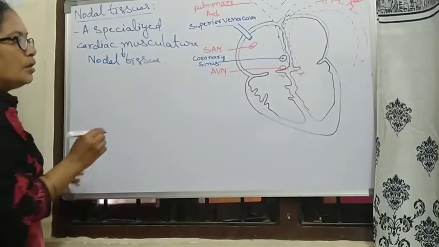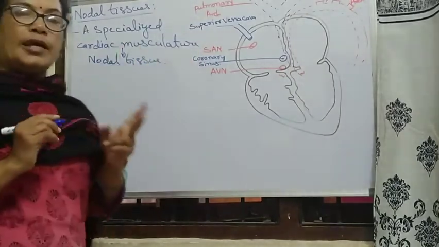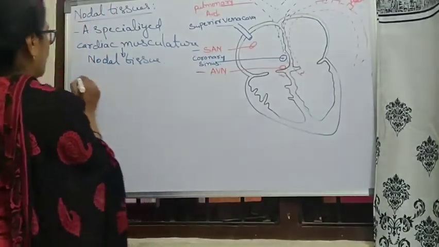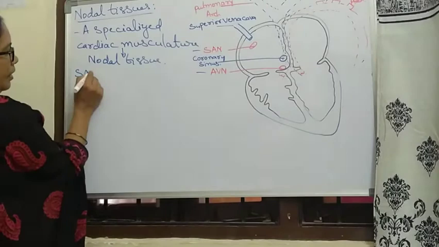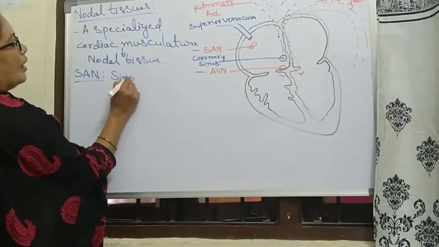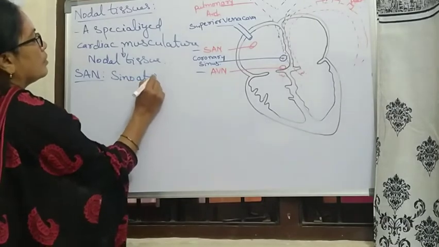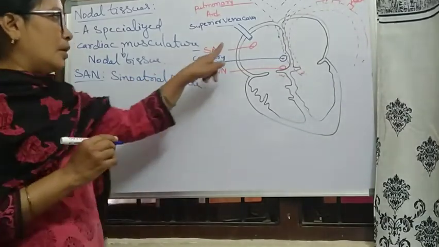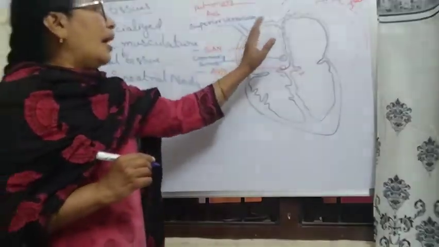Okay, these are nodal tissues. There are two types of nodal tissues. They are SAN and AVN. SAN means the sinoatrial node. Sinoatrial node. It is present at the right.